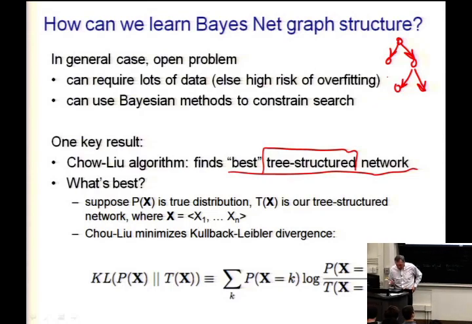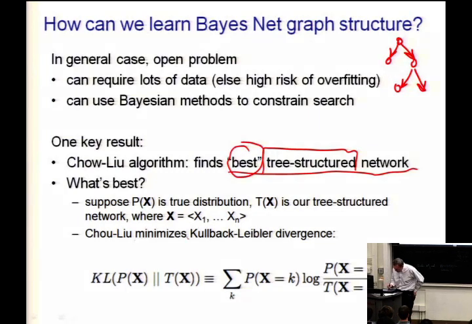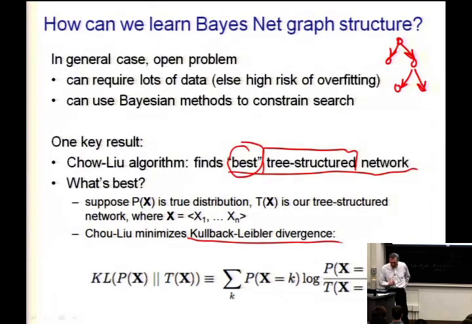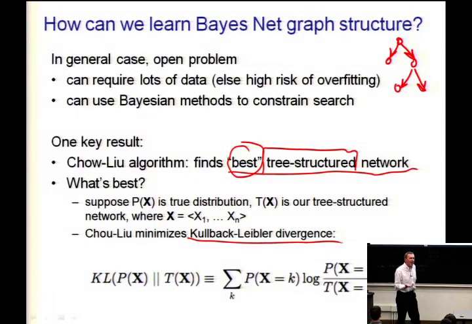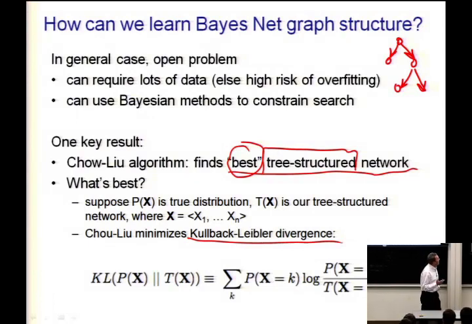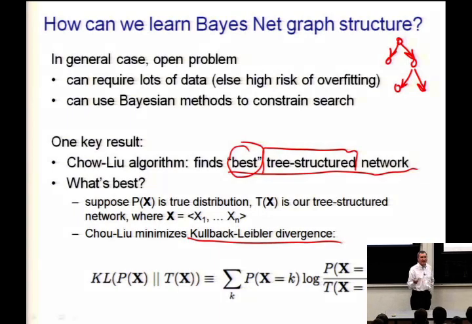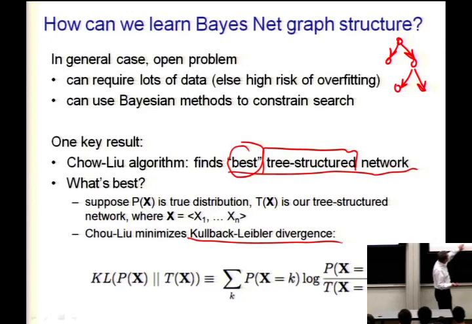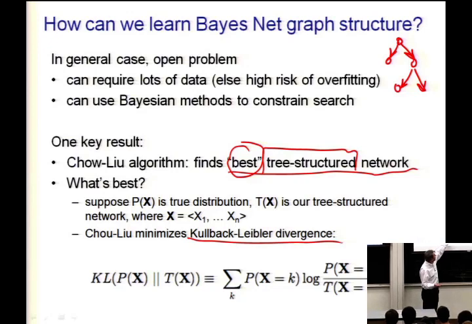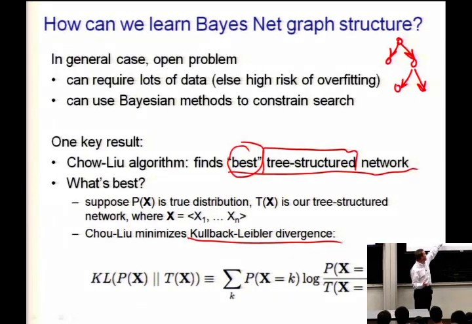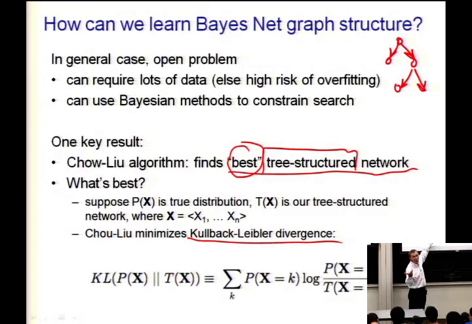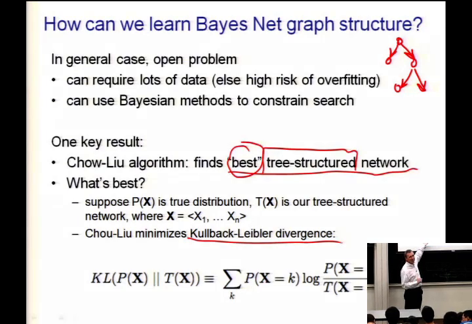Okay, and first of all, what do we mean by best? Well, I'm going to say the best graph structure is the one that maximizes the Kullback-Leibler divergence, the KL divergence, between the distribution that I get when I use my tree-structured, T for tree, structured network, and the actual unknown true joint distribution on the variables in my BayesNet.